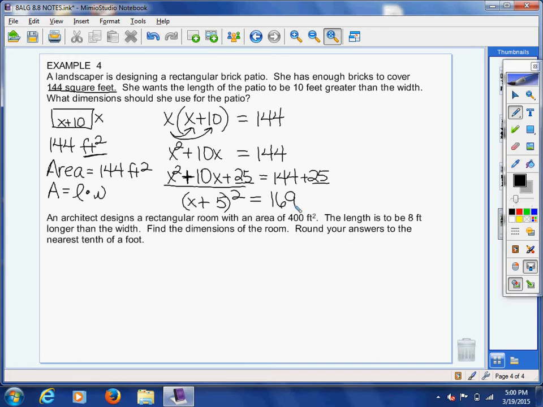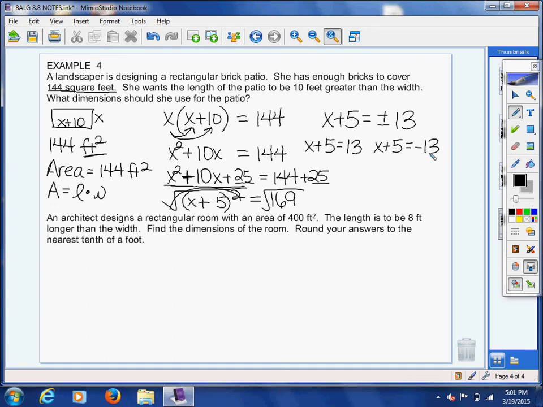Now, I need to solve for x, so I need to get it freed up from that square. To undo a square, take the square root of each side. And you're going to be left with x plus 5 equals positive or negative 13, because the square root of 169 is positive or negative 13. So now we're going to create two equations. x plus 5 is equal to positive 13. And x plus 5 is equal to negative 13.